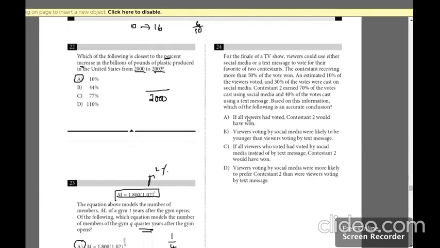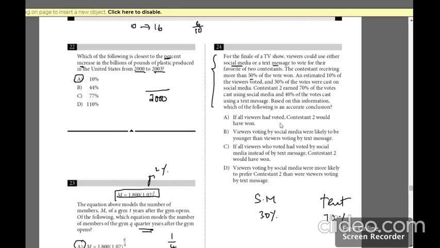Question 24, if you look at it, we have information given for a TV show. Viewers could either use social media or text message. What is given: an estimate of 10% voted, 50%, the contestant 2 more than 50% vote, 10% of viewers voted, and 30% of votes were cast on social media. 30% social media, contestant 2 earned 70% and 30%, and 40% of the votes were cast using a text message. Based on this information, which of the following is inaccurate?